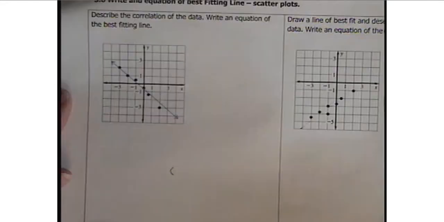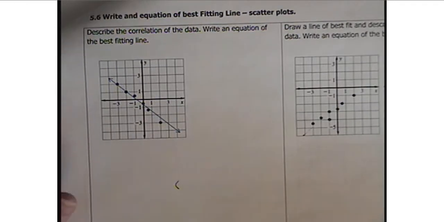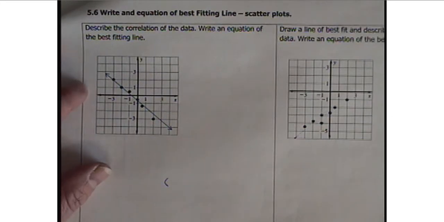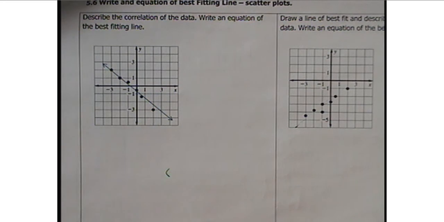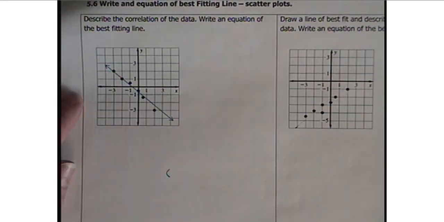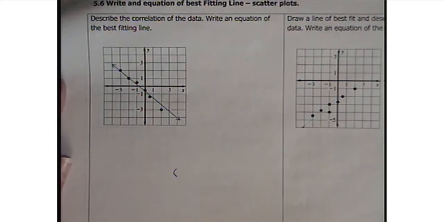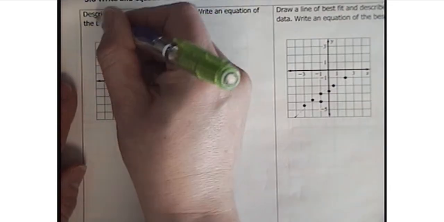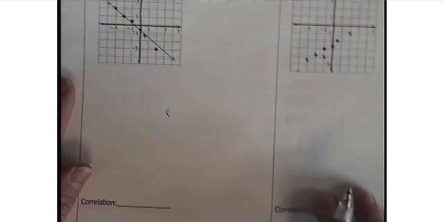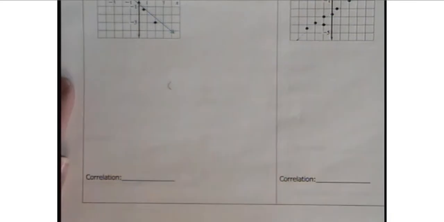In the second learning target in this review packet, we describe the correlation of the data and write the equation of the best fitting line. So for the first one, we are given a correlation and a best fitting line. Our job here will be to choose 2 points that are part of the best fitting line, and we use the coordinates of the 2 points in order to write the equation. Okay, let's answer the first question. Describe the correlation of the data. And down here you have been given space to write it down.